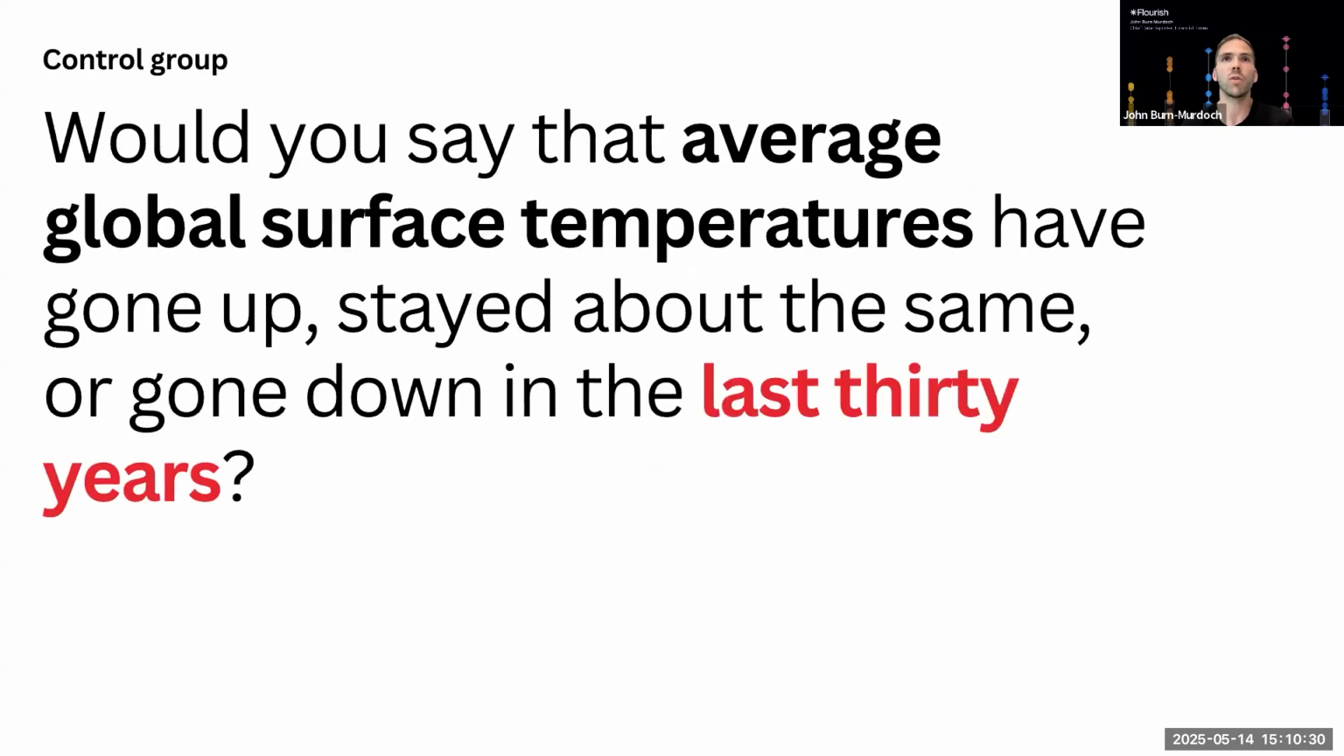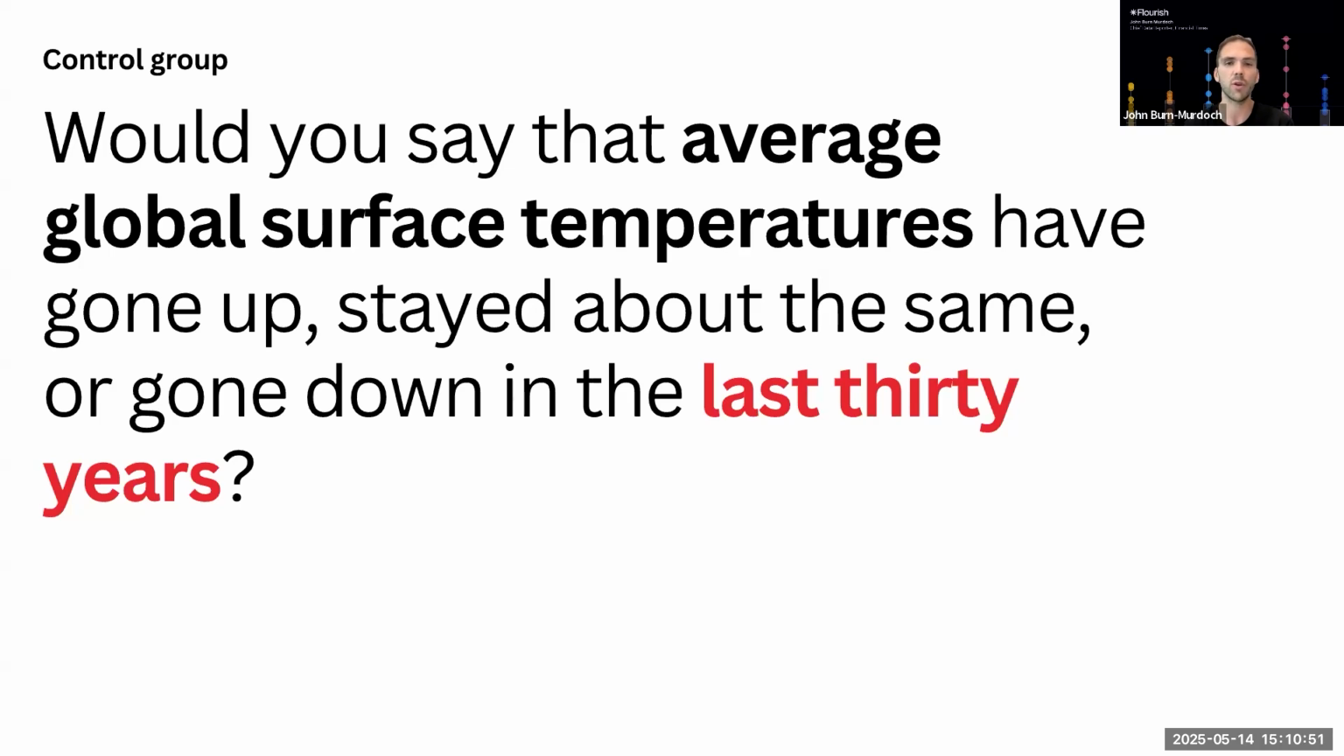So for one group, they simply asked this question. They said, would you say that average global surface temperatures have gone up, stayed about the same, or gone down in the last 30 years? So this is your control group where there's nothing special about the way this is being communicated. It's a simple question to test sort of baseline global warming skepticism, I guess you could say.